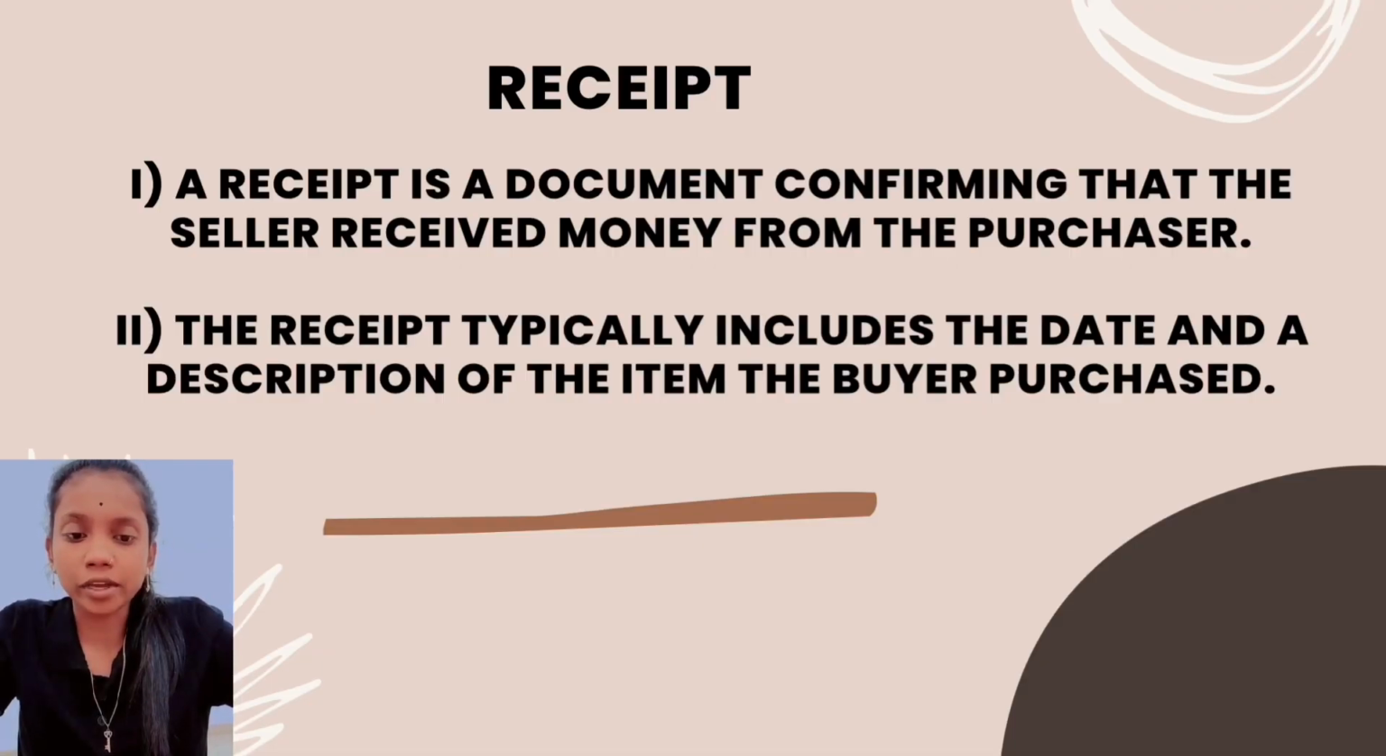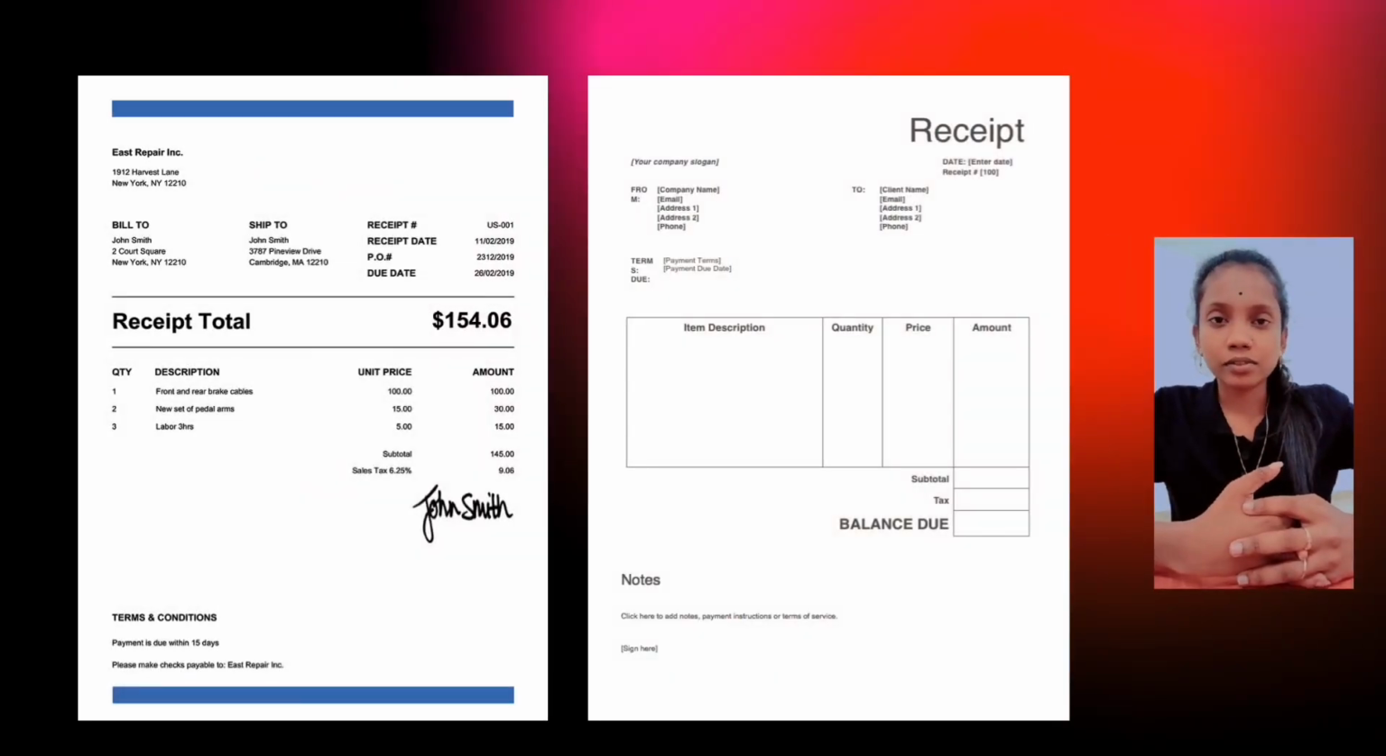Receipt is a document confirming that the seller received money from the purchaser. The receipt typically includes the date and a description of the item the buyer purchased. This is an example of a receipt.